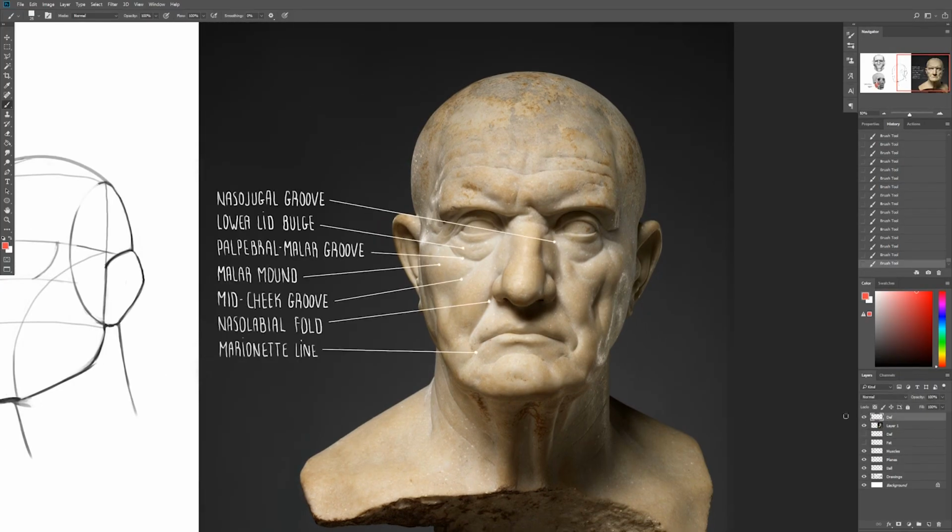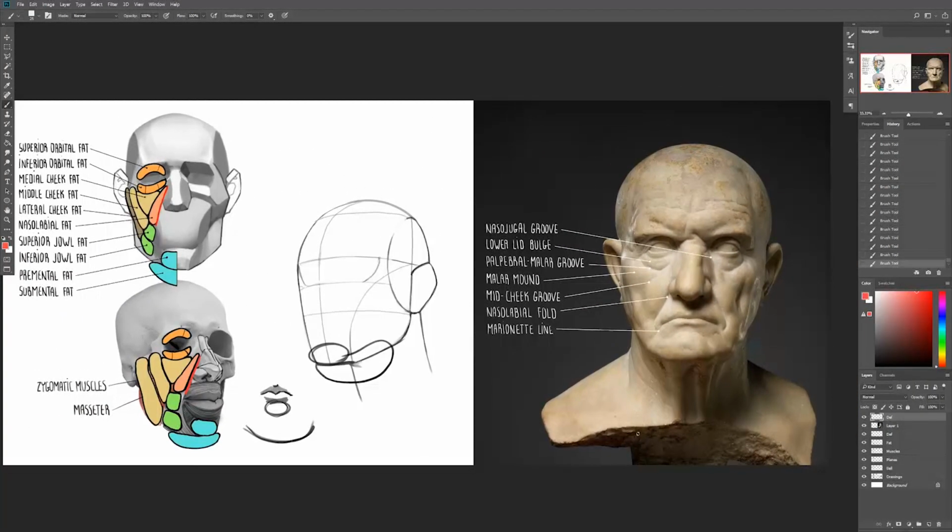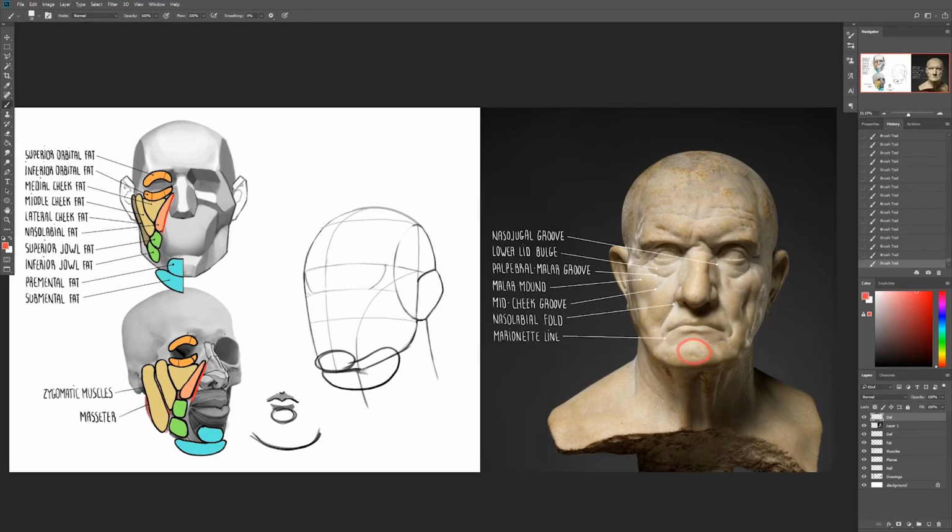Looking at this here, we can see a lot of the fat pads in action. So let's take a look at the submental fat right here. So we have a nice ball here. This person doesn't really have any volume to his submental fat pad, which indicates that he's not too fat.